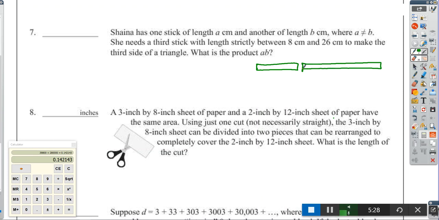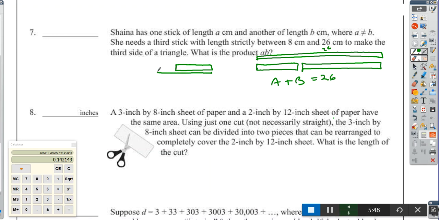end to end, that means the third stick can't be longer than 26, right? So that means A plus B, maximum it could be is 26, right? Now, the other strategy is I could have one stick essentially on top of the other stick. And so this difference from here to here is 8. So that means A minus B would equal 8.